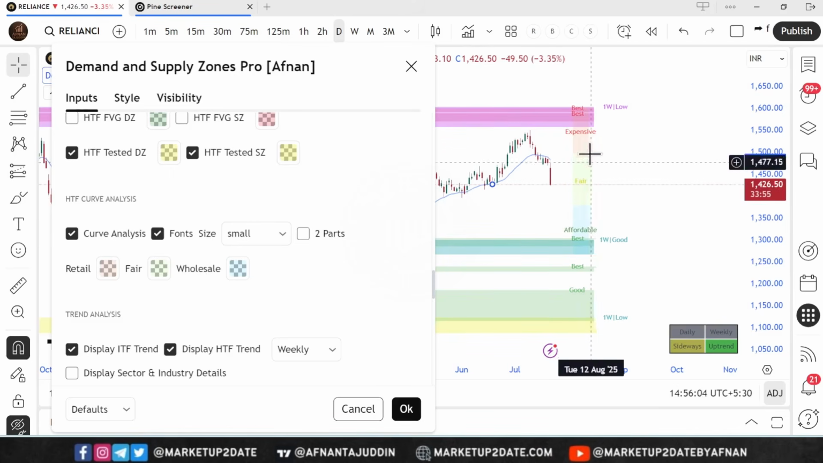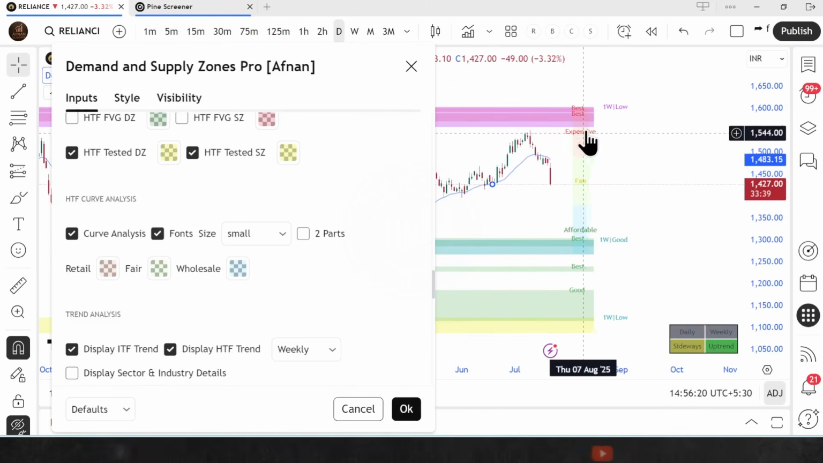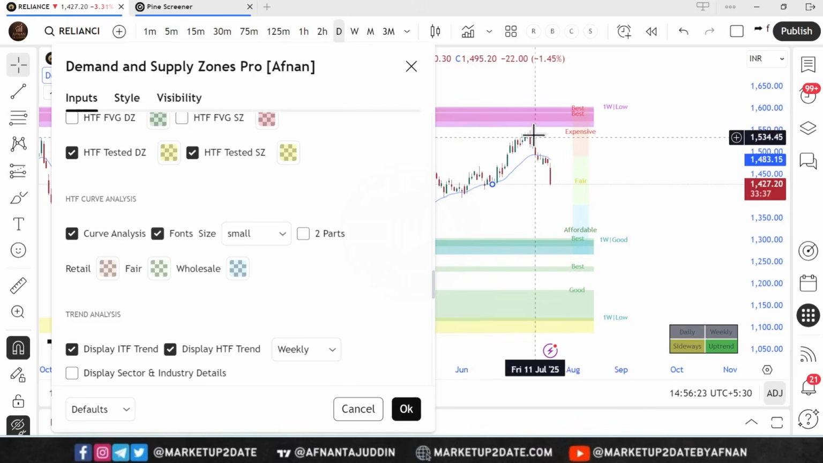When enabled, it takes the highest higher timeframe supply zone and the lowest higher timeframe demand zone on your chart and divides the range between them into distinct price areas. The red area at the top is the retail or expensive zone. Prices here are considered expensive. This is where you should be looking to sell.